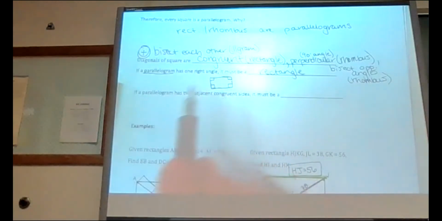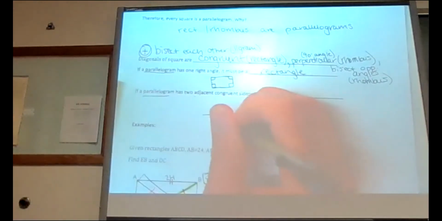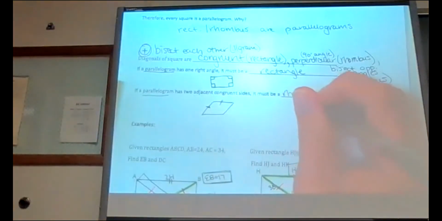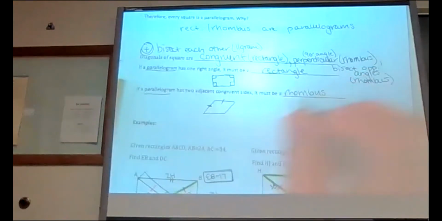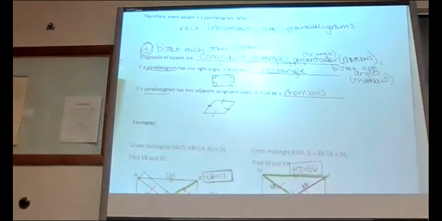Okay, so knowing that just one angle is 90 is enough to know that it must be a rectangle. If a parallelogram has two adjacent sides congruent, meaning if I know this side and this side are the same, then it must be a rhombus. Okay, because if it's a parallelogram, then opposite sides are the same and we get all four sides. Not necessarily a square, could be a square, not necessarily.